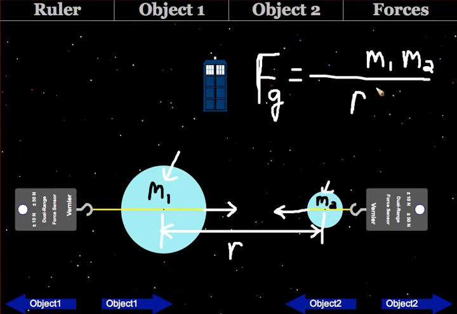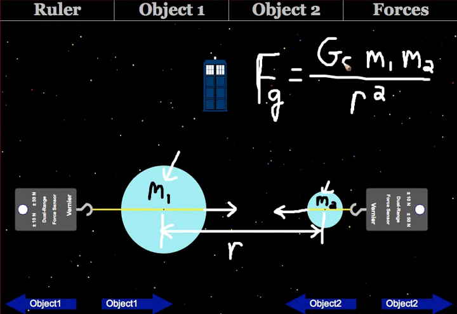On the bottom of this expression, we have radius squared, the distance between our objects. So a bigger distance will cause a lesser force. Because it's a squared relationship, doubling the radius will cause the force to drop 4 times.